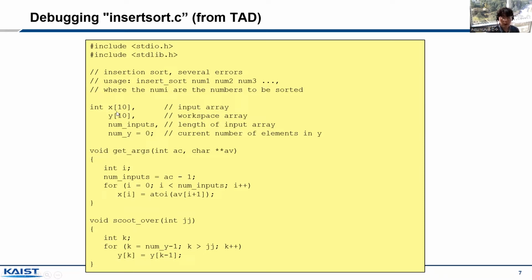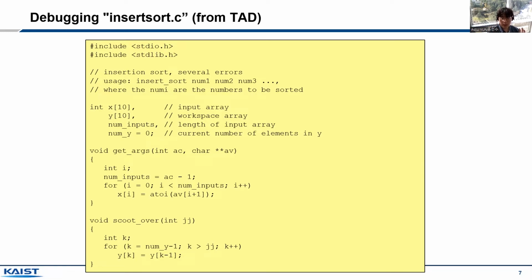X is an array for storing our input. Y is the array that we will use for our sorting workspace array. Then at the end, this Y will contain our sorted numbers.